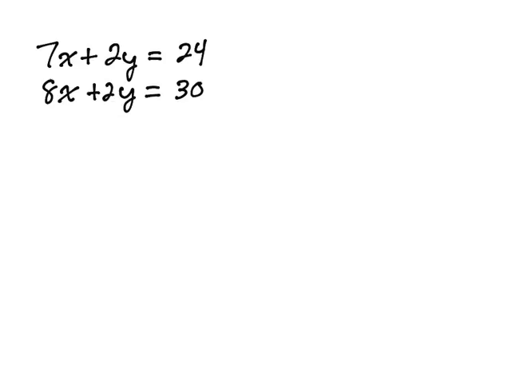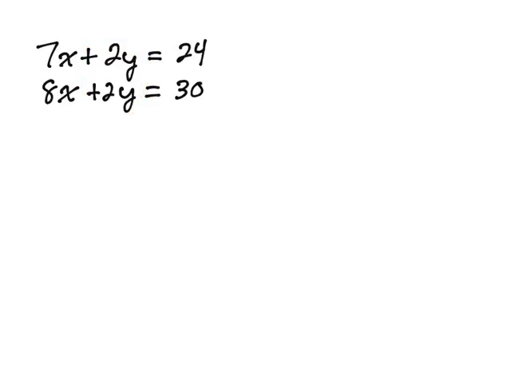Okay, now let's take a look at this example. 7x plus 2y equals 24, and 8x plus 2y equals 30. Now we're looking for one of these variables to be opposite the other, and we don't have that exactly. If we look at the y's, both of them are positive 2y. If one of them were negative 2y, then we would be able to eliminate. They'd cancel each other out.